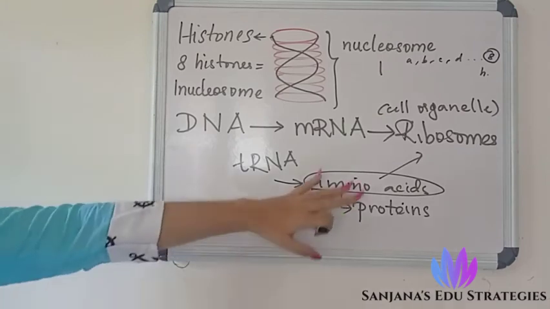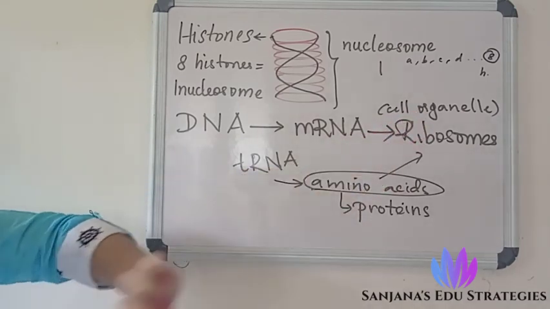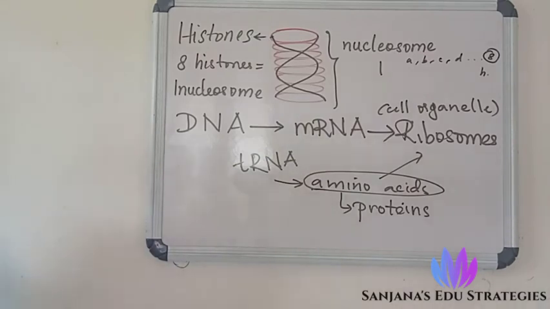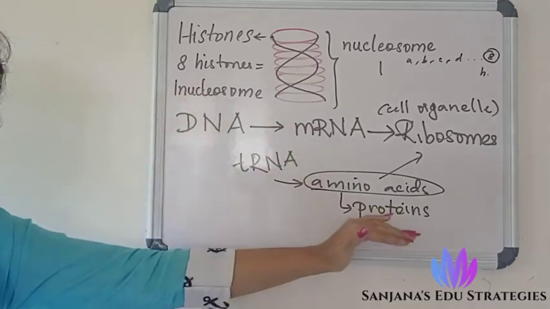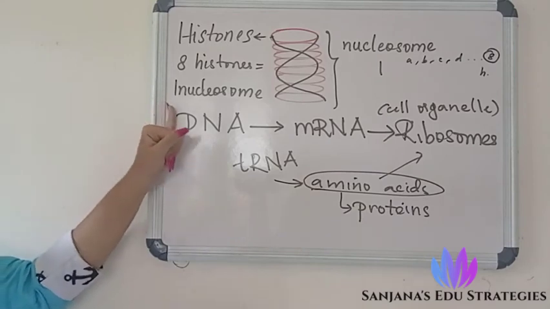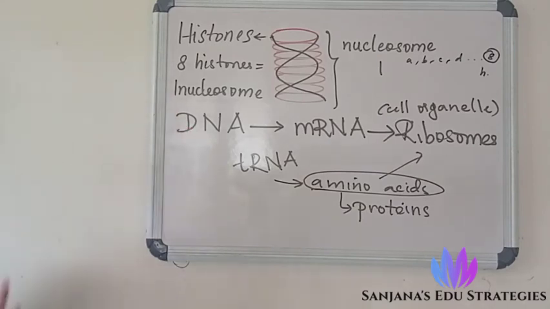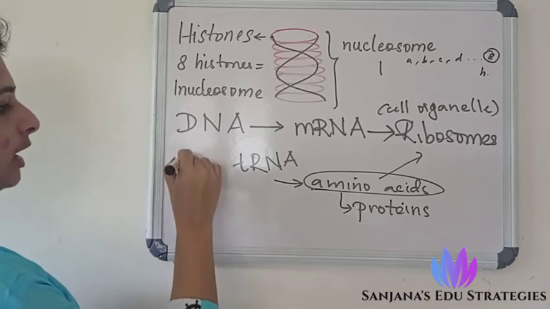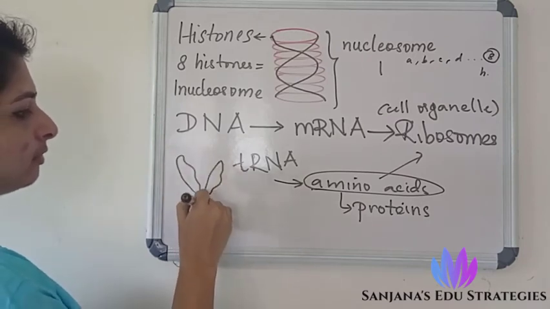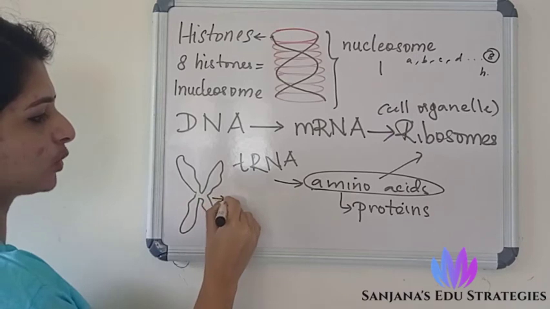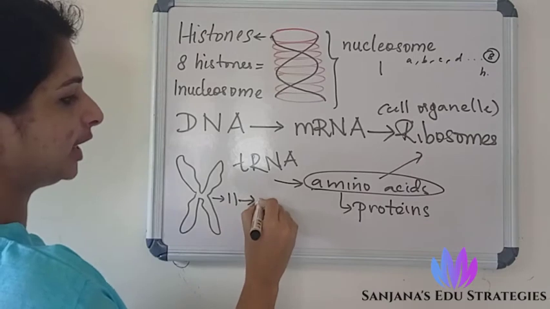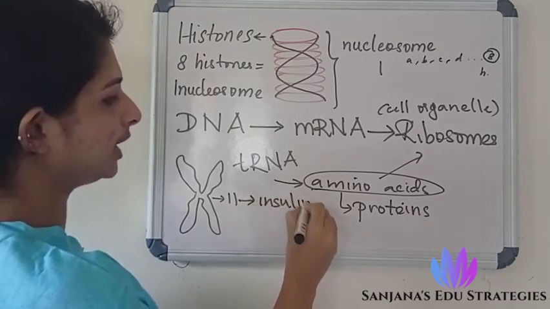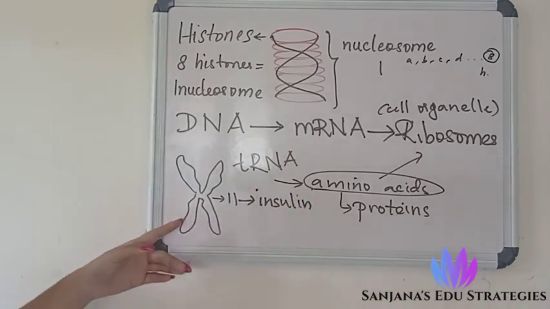After synthesizing, this protein will help in the functioning of the body. Understood? So first you have to understand that a particular type of DNA will produce a particular type of protein. If I am taking chromosome number 11, think this is chromosome 11. Chromosome 11 will produce the protein insulin. Insulin is a protein which is produced by chromosome 11.